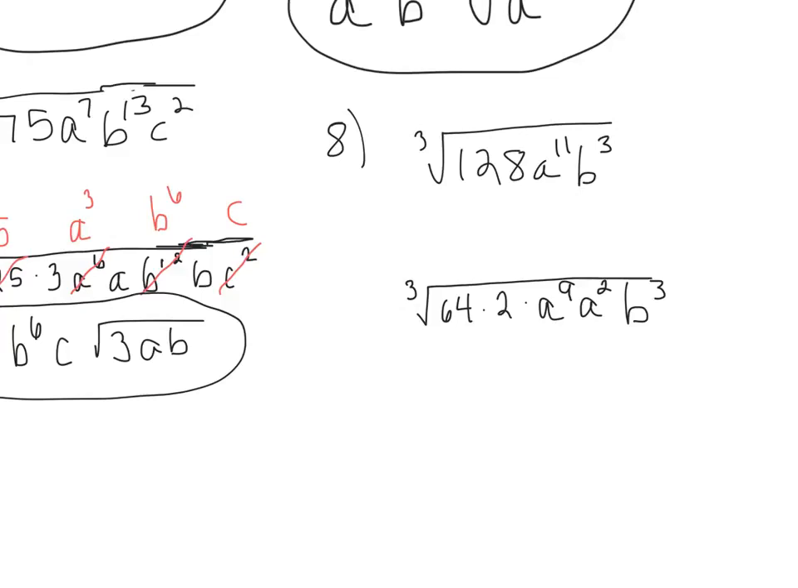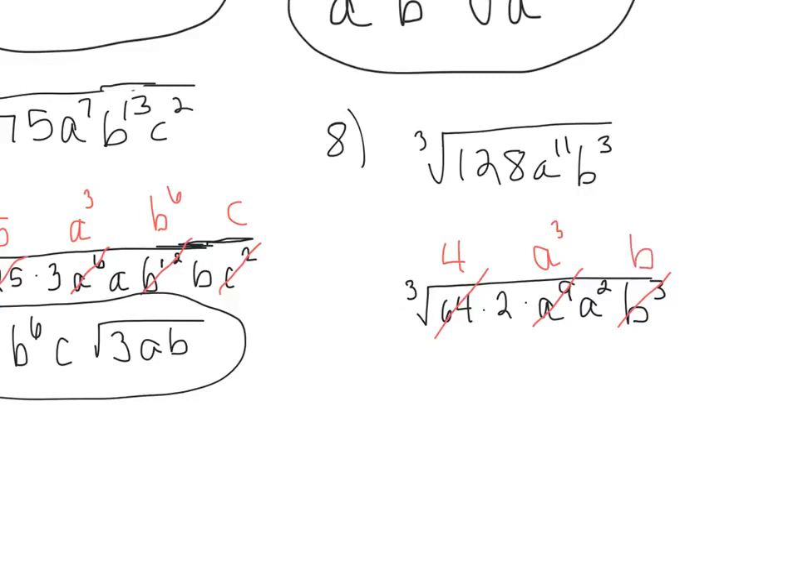So our 64 is a perfect cube. It's going to come out as 4. The A to the 9th is a perfect cube. We can do groups of 3. So that's A to the 3rd. And the B to the 3rd. So our A to the 9th came out as A to the 3rd, and then B to the 3rd is a perfect cube. We have one group of 3.